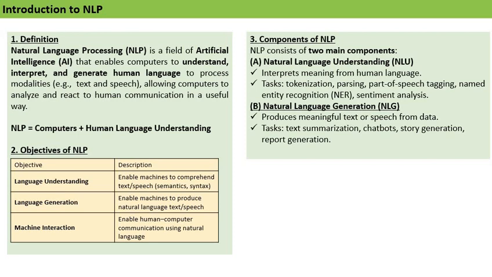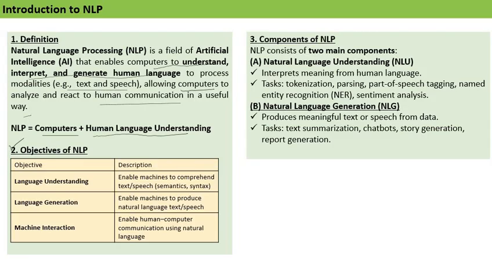So basically, NLP tries to enable the computer to understand, interpret, and generate human language to process certain modalities, for example text and speech, where the computer tries to analyze and react to human communication in a useful way. So, in summary, NLP is the combination of computer interaction and human language understanding. Next, we will discuss the objectives of NLP.